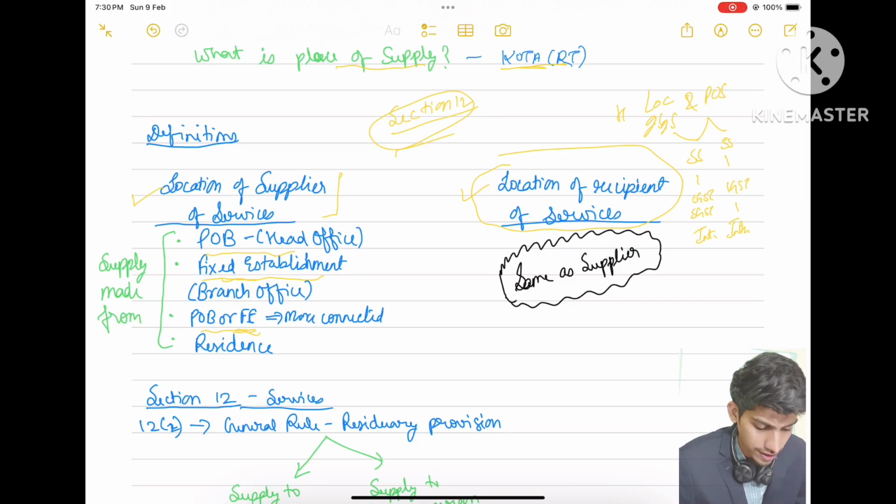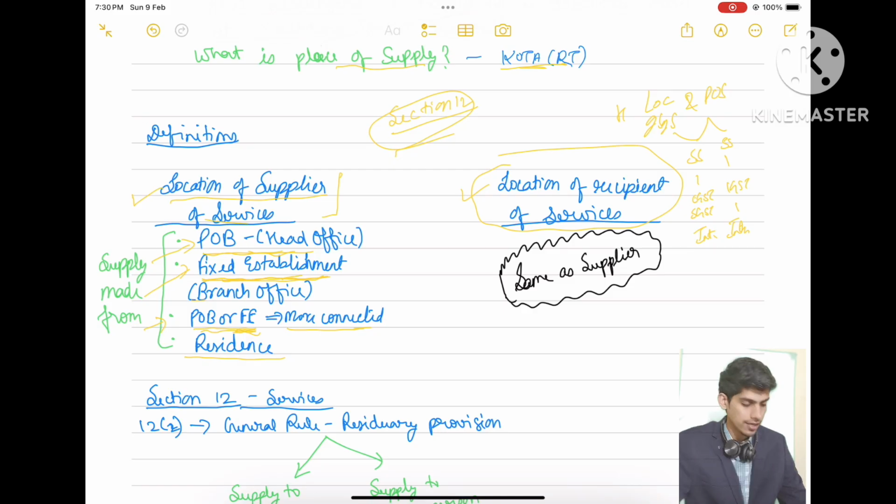So the law says the definition of location of supplier of services is as follows. If a supply is made from a registered place of business, then the location of supplier will be that place of business. If a supply is made from any other place, such as a branch office or a fixed establishment, then the location will be the location of such fixed establishment. If a supply is made from more than one place of business or fixed establishment, then the place which is more connected with the provision of supply. And in absence of all these places, the residence.